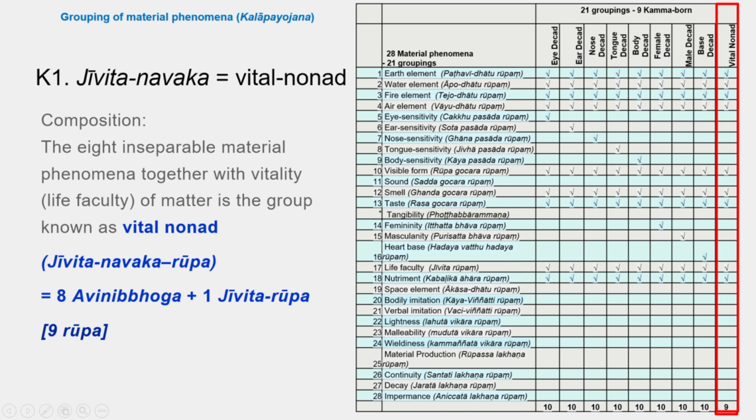If you ever attend those Abhidhamma master classes, please help me to explain all these things. First one, Jivita Navaka, the Jivita nonad. In this Jivita Navaka, there are eight inseparable material phenomena together with vitality, that means the life faculty, and this group is known as the Jivita Navaka. This is one of them. It's all by adding one or removing another.